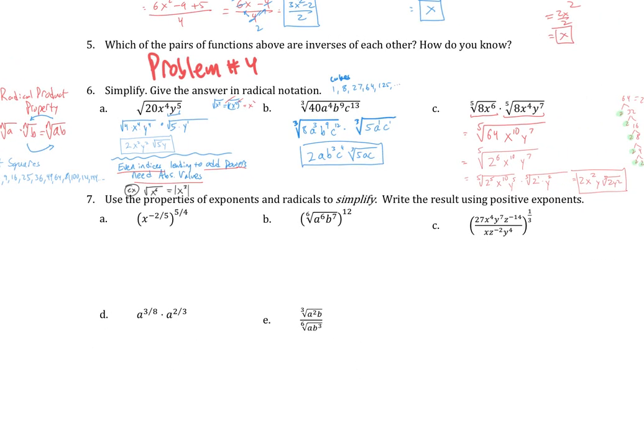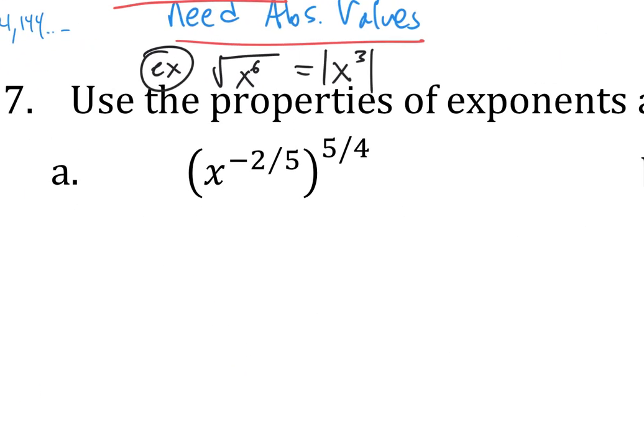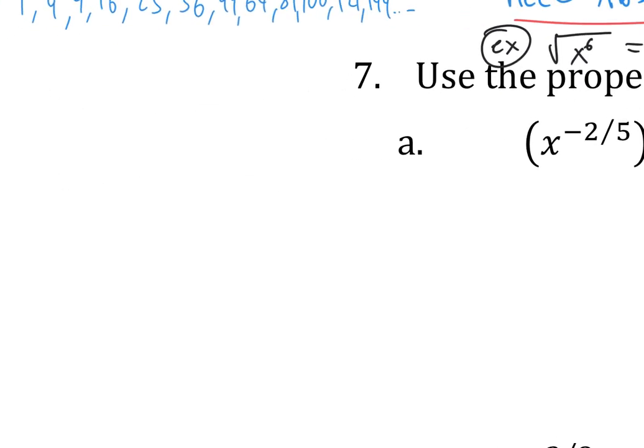So now we're going to go on and look at some more simplified ones. This says write the result using positive exponents. Okay, here we do need to look out for absolute value as well, so we'll keep an eye out on that. So we're talking about rational exponents or fractional exponents. Well, all of our power rules apply here. Here we have power to power. When we have a power to power, we multiply. So keep these things in mind.